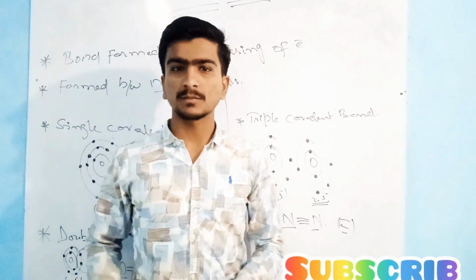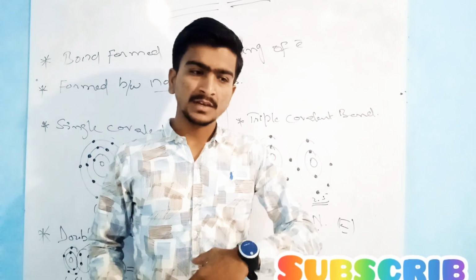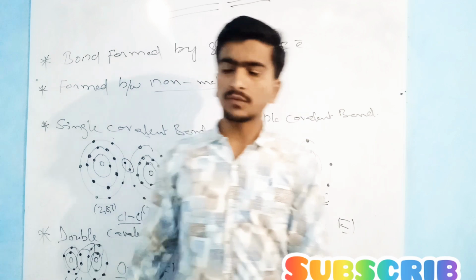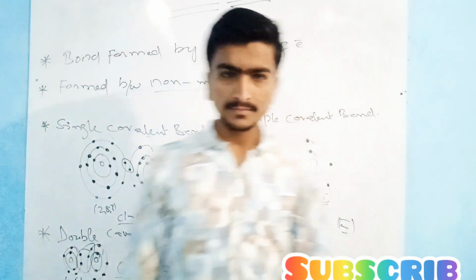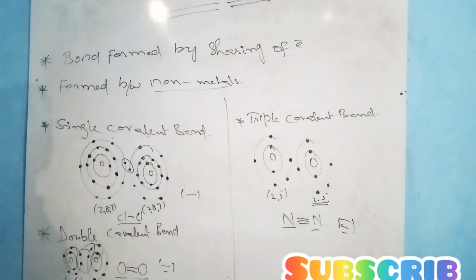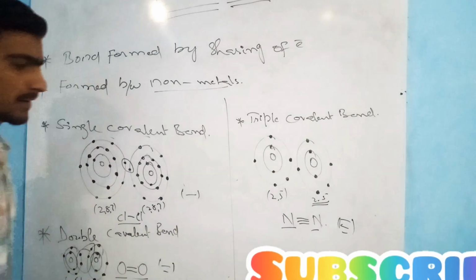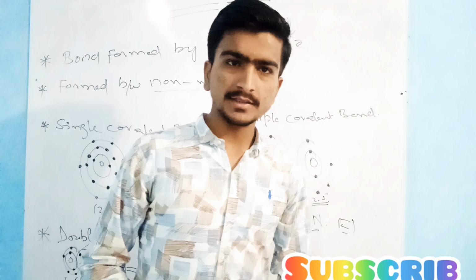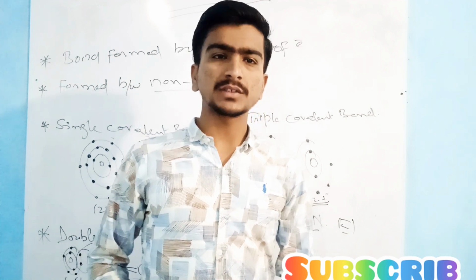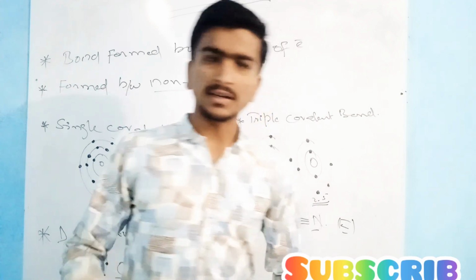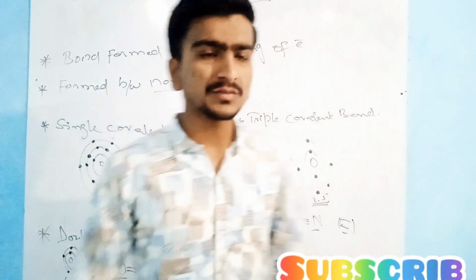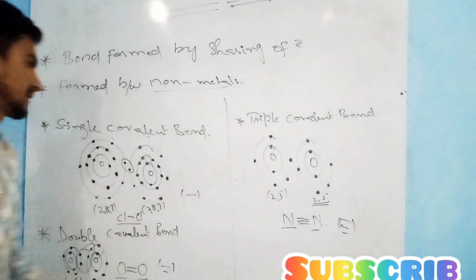Some bonds are like those in which a full electron is transferred. This is a bond which is formed by sharing of electrons. So this was given by G. N. Lewis, and this is a bond which is found between non-metals, and non-metals are those elements which do not conduct electricity, and metals are those which conduct electricity. After that, this is a bond which is formed by highly electronegative elements.